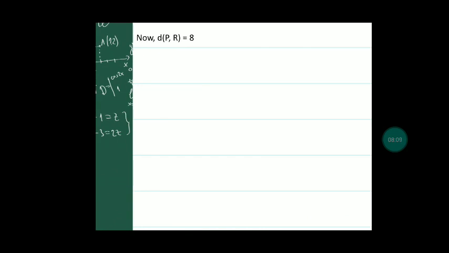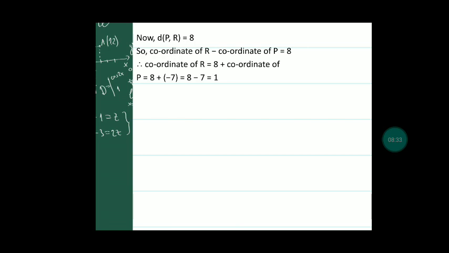Now, distance of PR is equal to 8. So, coordinate of R minus coordinate of P is equal to 8. Coordinate of R is equal to 8 plus coordinate of P. Therefore, P is equal to 8 plus (minus 7), which is 8 minus 7, equal to 1.